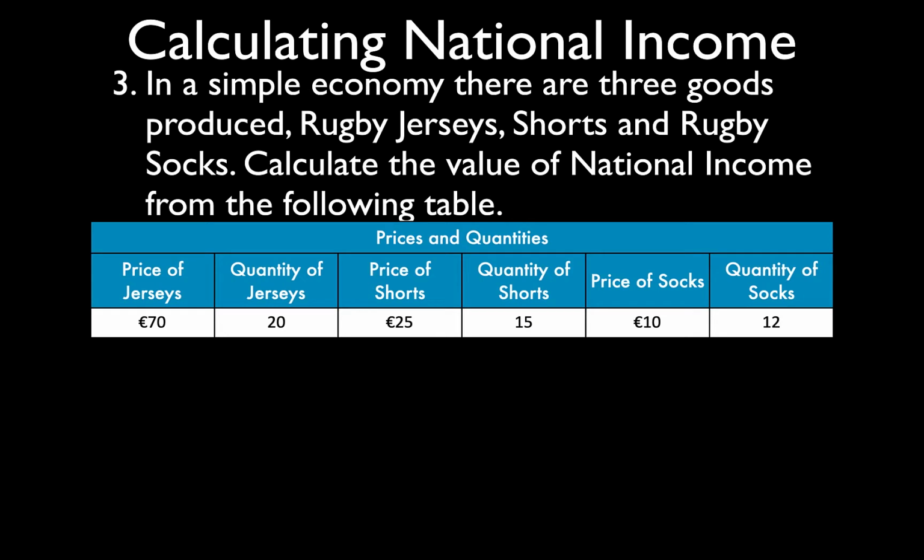The final one, and again it's a rugby heavy one, there are 3 goods produced: rugby jerseys, rugby shorts, and rugby socks. Okay? Now I'm asking you to pause this video. This is the last example in this video, to see if you can understand and calculate correctly what the answer is.